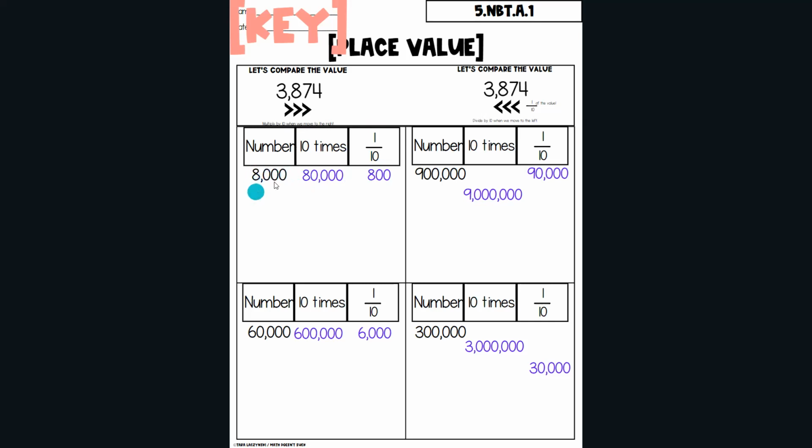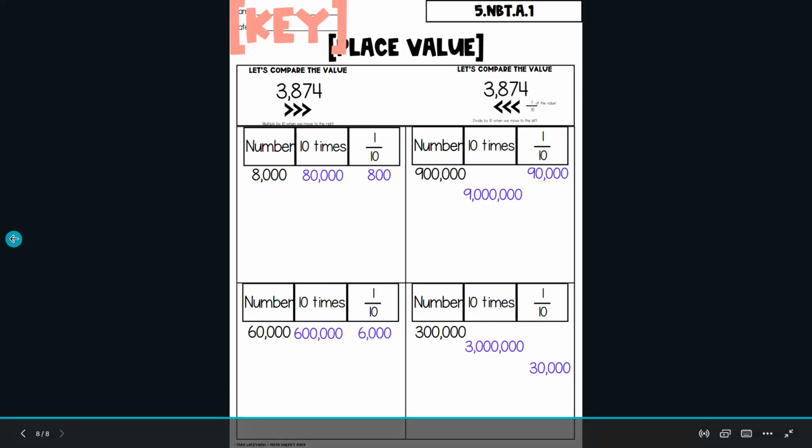So 8,000, if I multiply it by 10, I get 80,000. If I divide 8,000 by 10, I get 800. 900,000, if I multiply it by 10, I get 9 million. If I divide 900,000 by 10, I get 90,000. 60,000 times 10 is 600,000. 60,000 divided by 10 is 6,000. 300,000 times 10 is 3 million. 300,000 divided by 10 is 30,000.